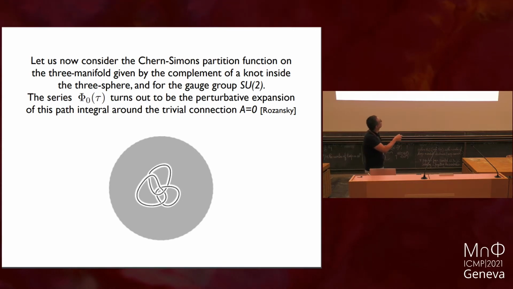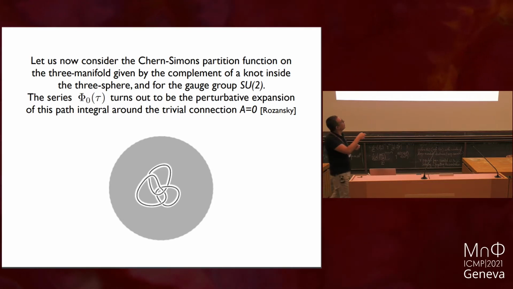And it's an old result of Rozansky, Lev Rozansky, that if you do this path integral, formally this path integral of Chern-Simons theory, around the trivial flat connection A equals 0, which is always a solution of the equations of motion, you do the path integral around this, you will get phi 0 of tau.